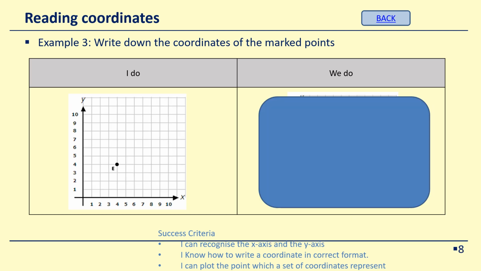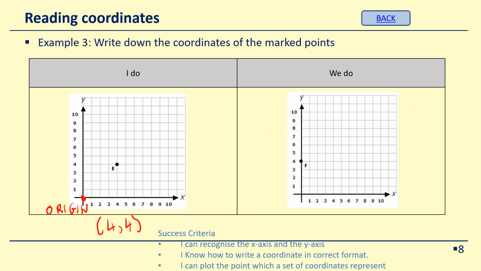Okay. Moving on. Look at this one. Similar to the last one. So you should be able to spot straight away that the X coordinate is a 4 and the Y coordinate is a 4. So because they're both the same, you can't really make a mistake by getting your X's and Y's mixed up. So 4 across, 4 up. Remember, if you don't know, it's starting from here, the origin. So that's called the origin, and it's O. Okay, so pause the video now and do the we do.